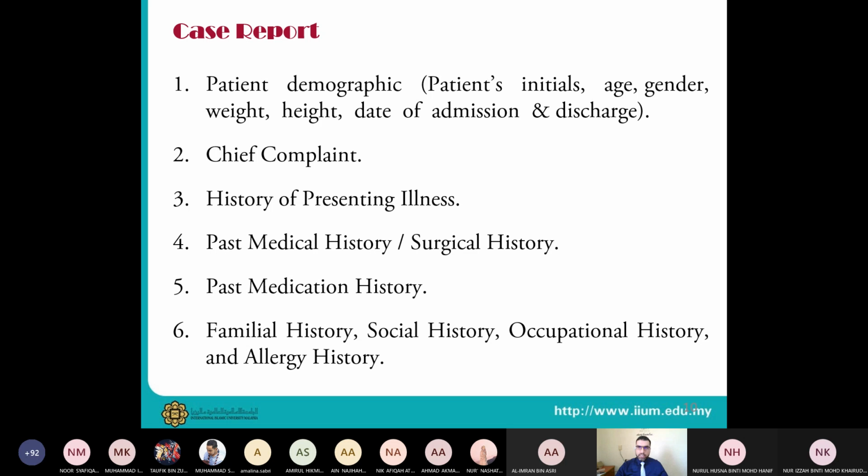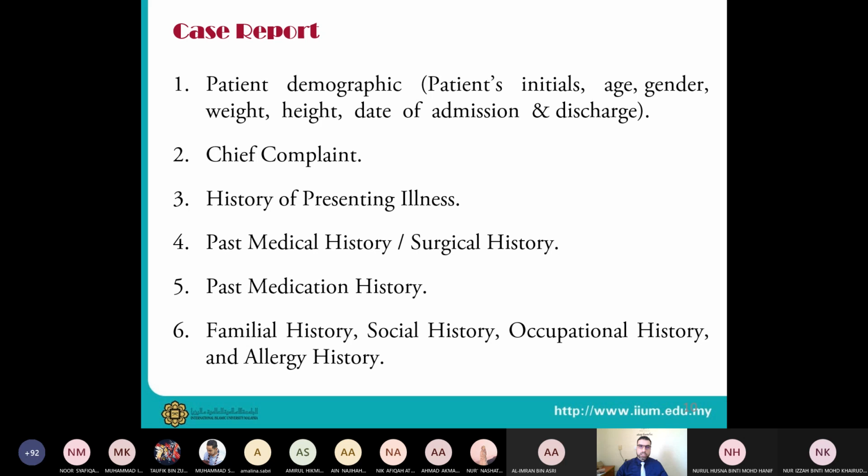History of presenting illness is when did this start? Okay. For example, the shortness of breath started a week ago, and it's exacerbated when I run or when I sleep. So all of these are considered history of presenting illness. Okay? But the chief complaint is only the name of the problem.